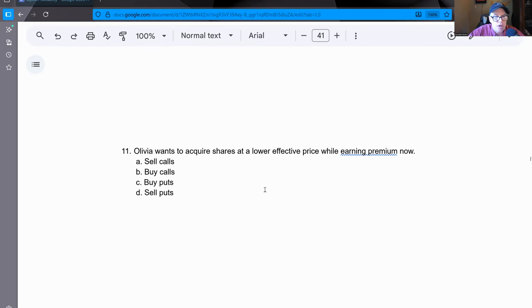Olivia wants to acquire shares at a lower effective price while earning premium. Oh, I was almost going to say, sell a call, but that's not it. She wants to acquire, which means buy. So she's going to sell a put. A lot of people do that. They'll write puts below where it's trading to get the premium. But if it trades down there, they buy the stock and they got the premium too. Quite wonderful. So this is sell a put because she wants premium and to buy the stock. The only selling thing that allows you to buy stock is selling a put.